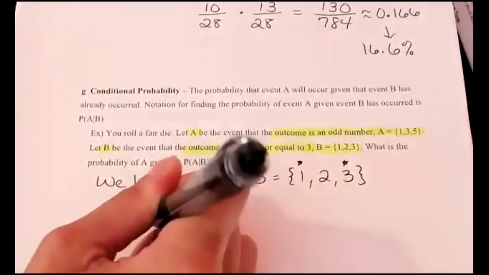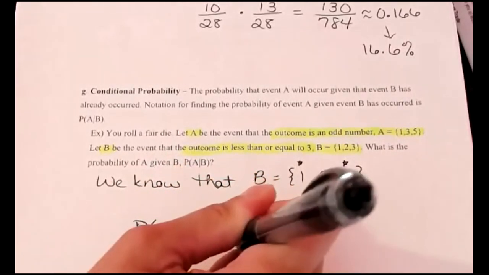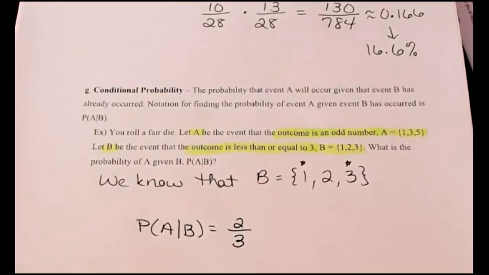So we see that the probability of A given B is 2 out of 3. Now we're looking specifically at the set that we have for the outcomes of event B, and we're saying, out of those values, how many of those outcomes will be odd? It's going to be 2 out of 3. Does that make sense? That's conditional probability. Now we're looking at a subset, and based on that subset, we ask what the chances are that we'll have an odd number.